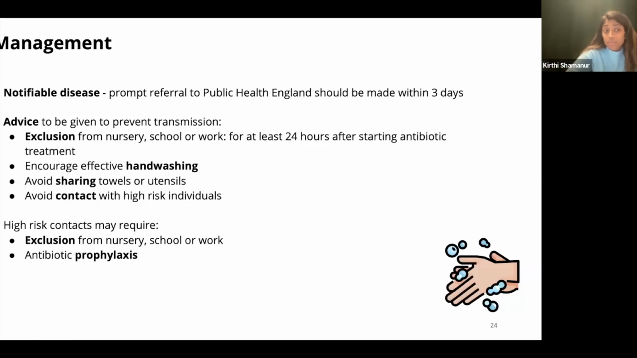Encourage effective hand washing, avoid sharing towels or utensils, and avoid contact with high-risk individuals. High-risk contacts also might require exclusion from nursery, school or work. And in some cases, we give antibiotic prophylaxis as well.